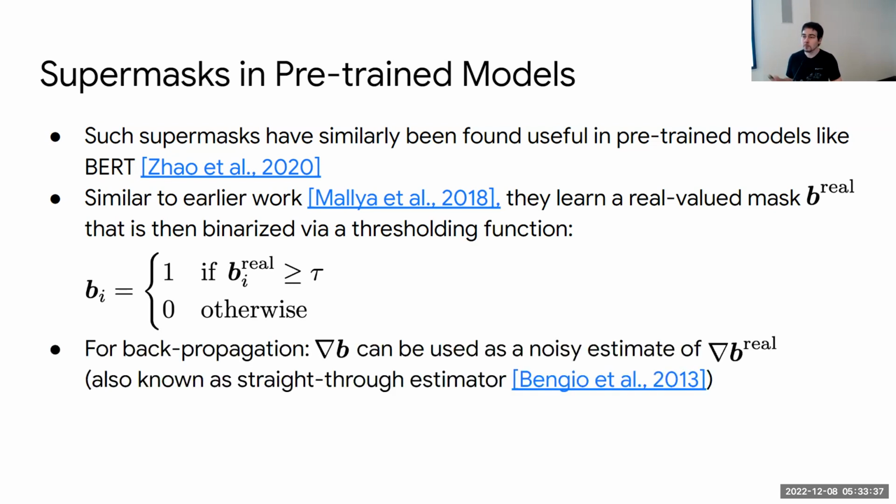And just one point here in terms of how this binary mask can actually be learned. People have in the past used the straight-through estimator, which estimates the gradients by effectively ignoring the thresholding function and using the gradients of this binary mask as an estimate of the gradients of the real mask parameters.